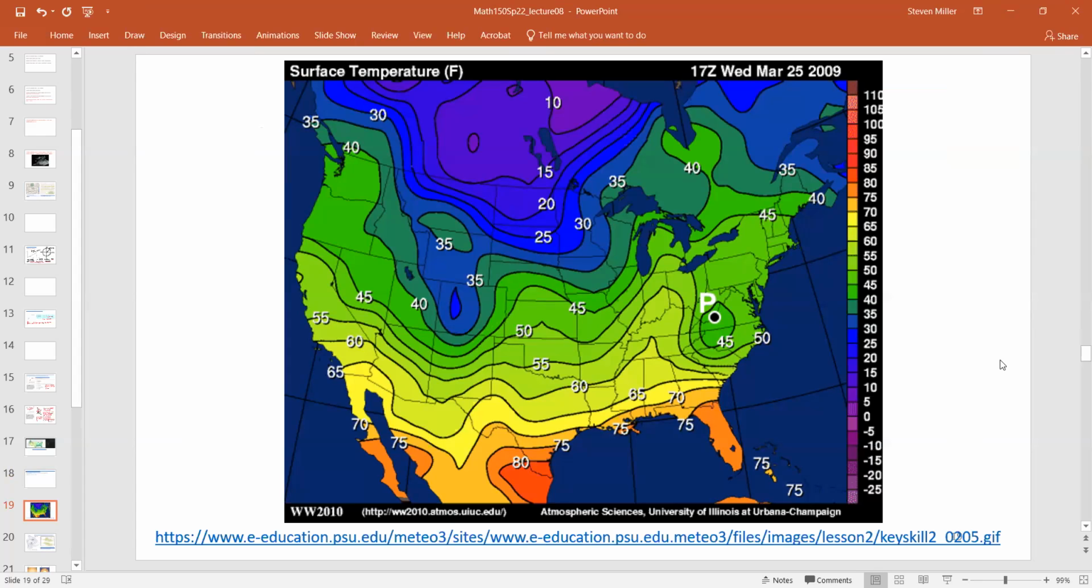Anybody know what a line of constant pressure is? If I really cared, I would have looked. It's used to denote a low pressure system. Yeah, and so what's a line of constant pressure called? I think it's isobar.